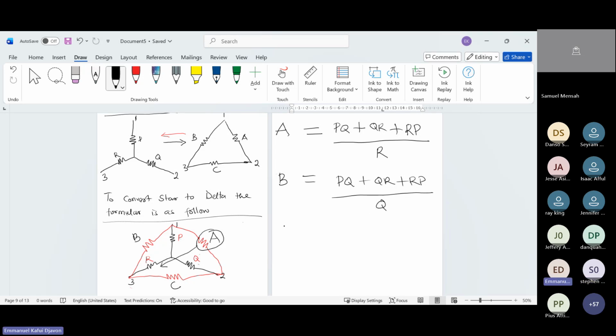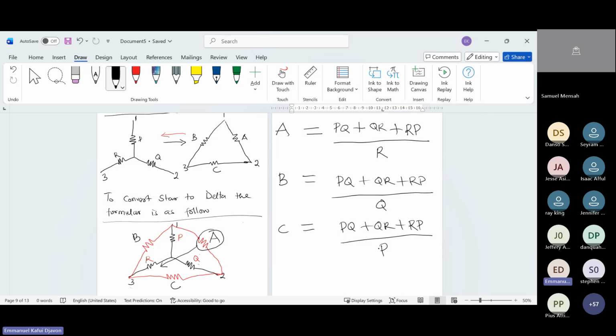Now let's write for the C. Remember, the numerator remains the same. So PQ plus QR plus RP all over what? P. All over P. Thank you.